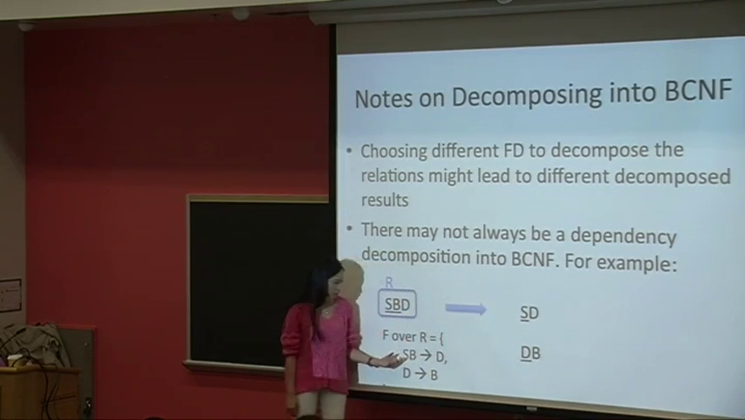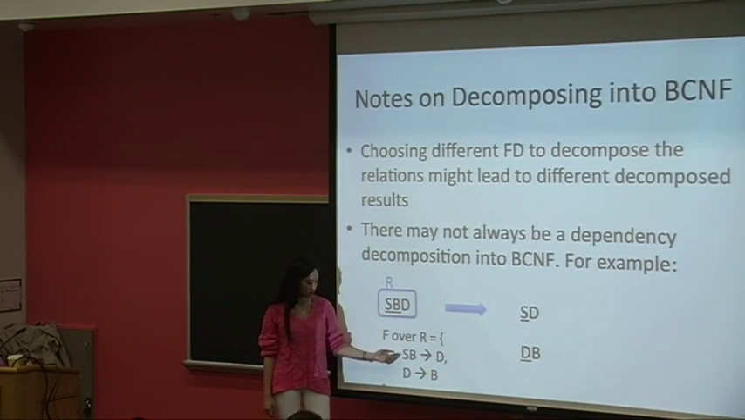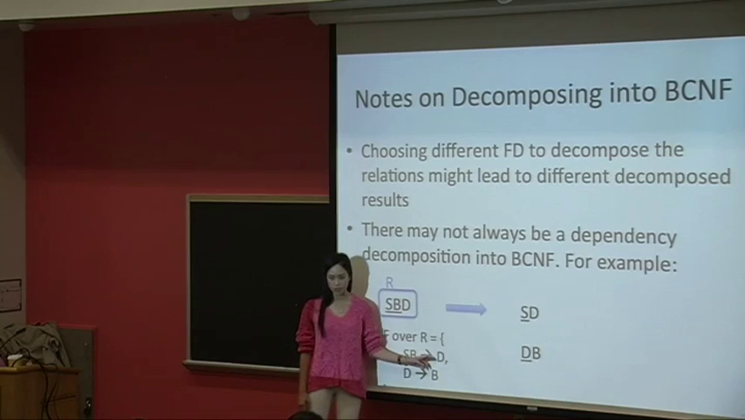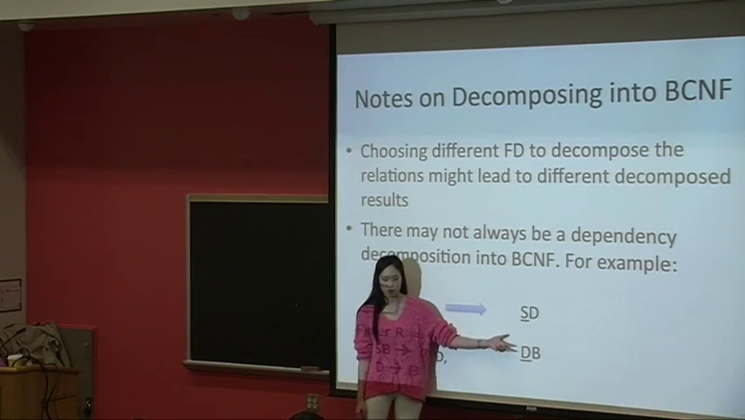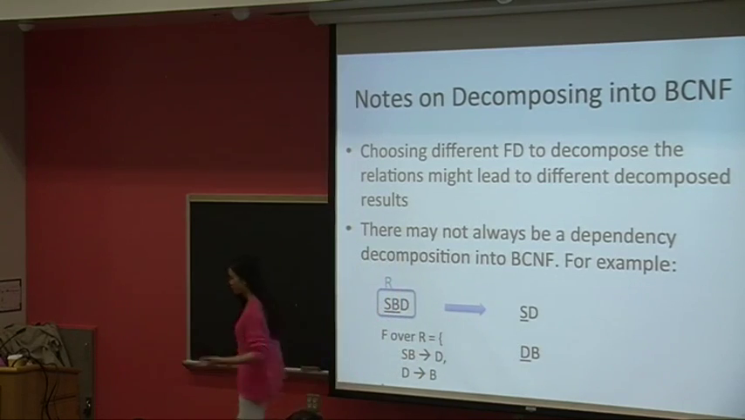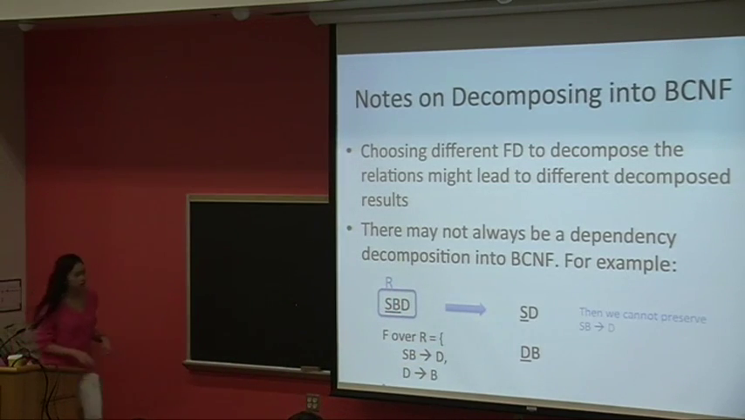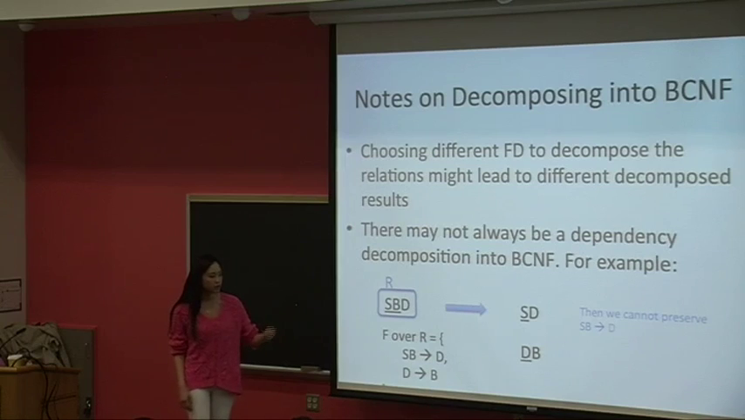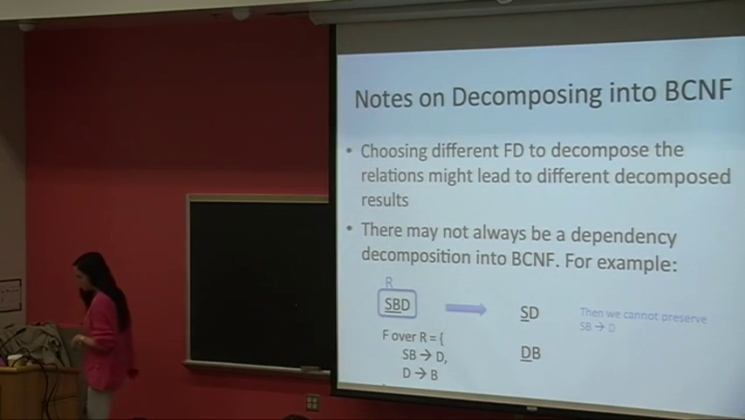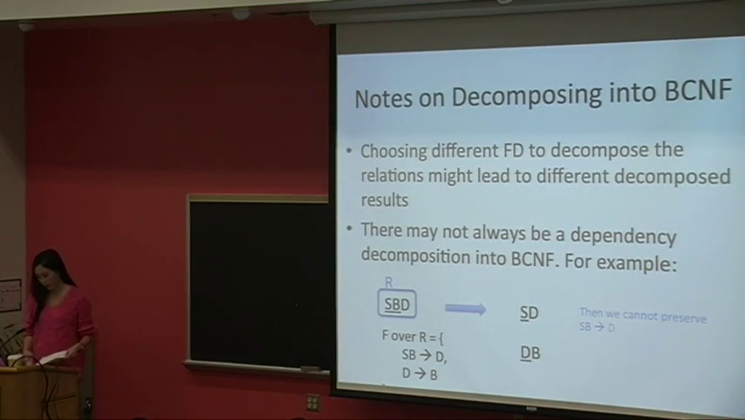However, if you go back to check, now we lost the ability of checking whether SB determines D, right? Because they're just not together anymore, or you have to join them again. So we say we cannot preserve SB determining D. If you're really pushing it, trying to decompose into Boyce-Codd normal form, that might not be a good idea.